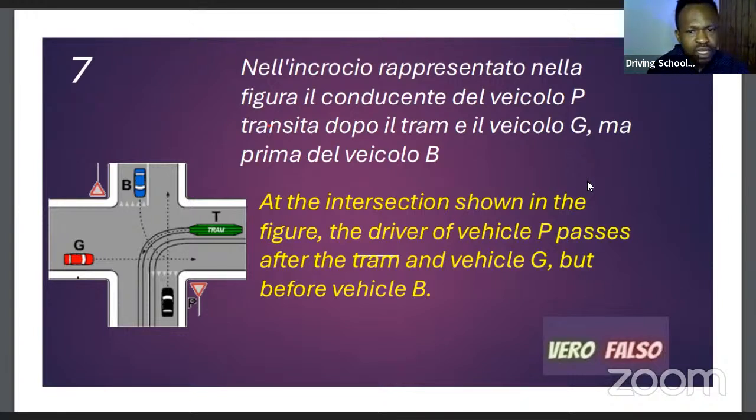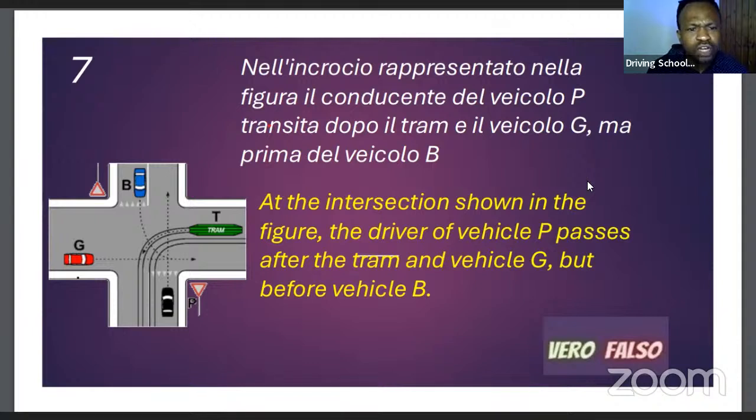Question number 7. Nell'incrocio rappresentato nella figura, il conducente del veicolo P transita dopo il tram e il veicolo G, ma prima del veicolo B. At the intersection shown in the figure, the driver of vehicle P passes after the tram and vehicle G, but before vehicle B. Please make sure you look at it very well.